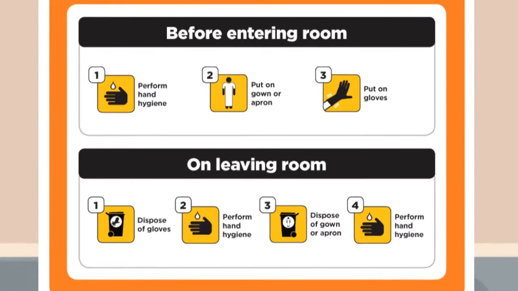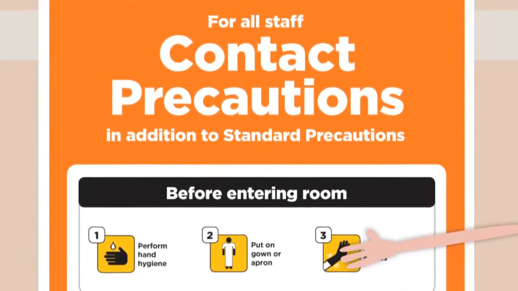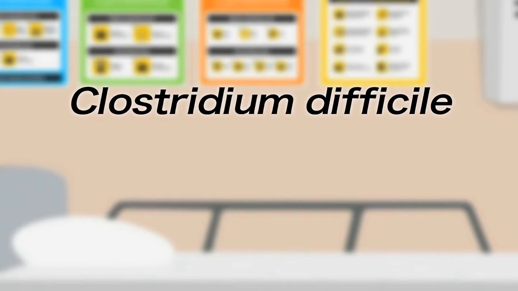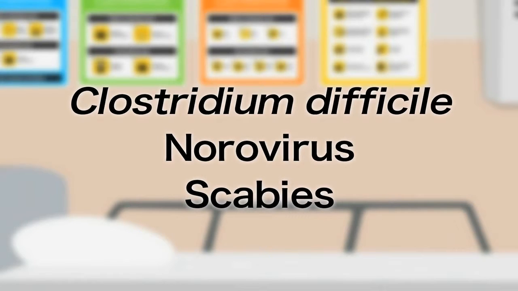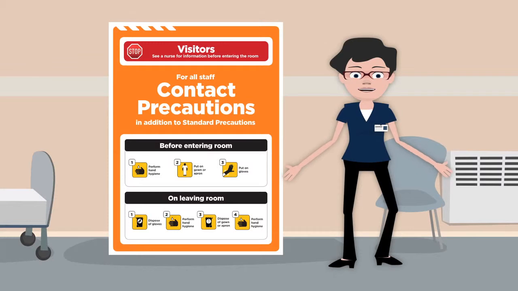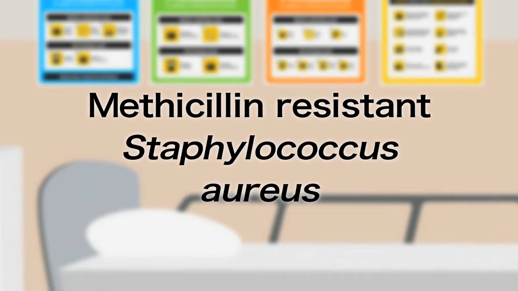Contact precautions are used for patients known or suspected of having an infection transmitted via direct or indirect contact, such as Clostridium difficile, norovirus, or scabies. They are also used for patients who are infected or colonised with a pathogen of concern in healthcare, such as a drug-resistant bacteria like methicillin-resistant Staphylococcus aureus.